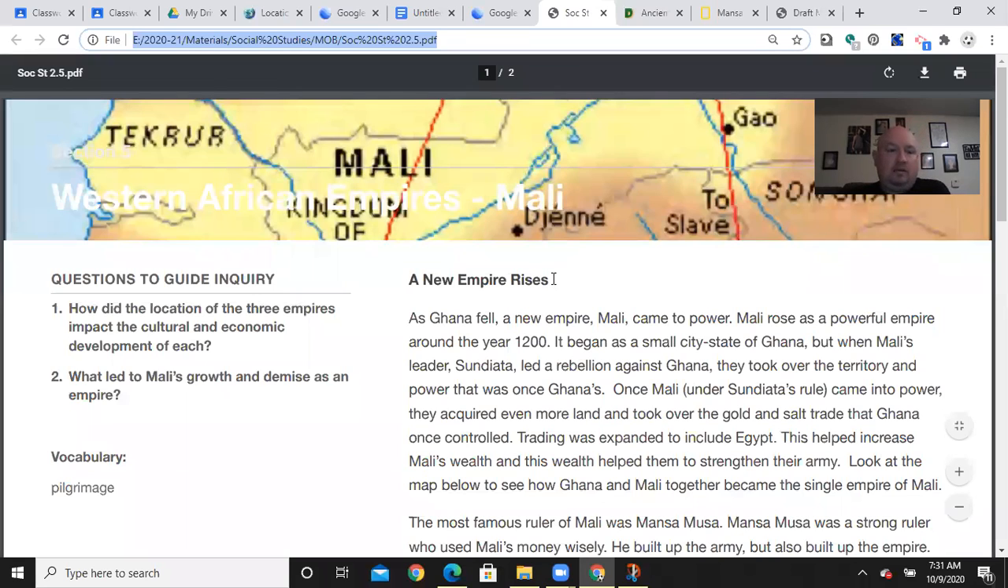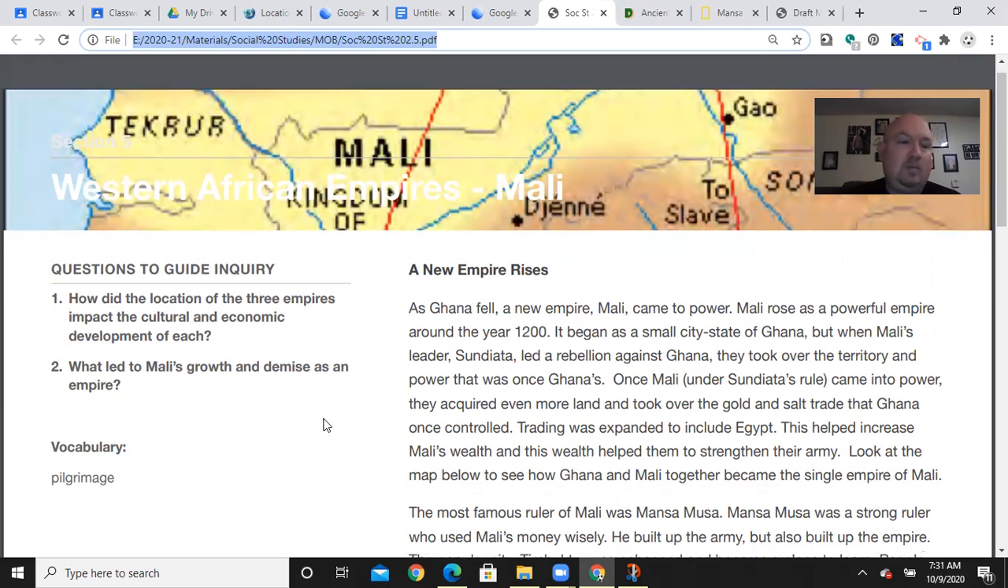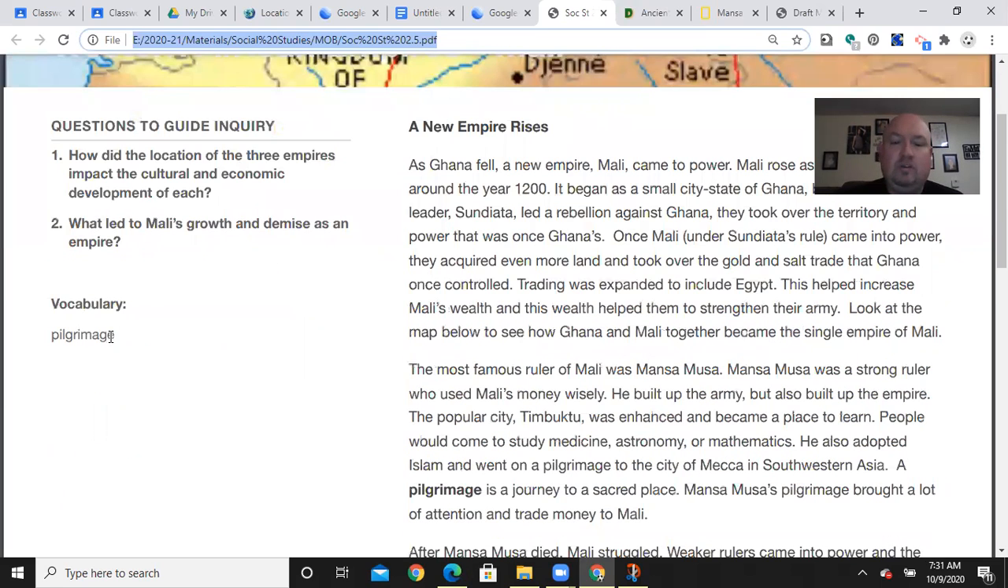The Kingdom of Mali. Our inquiry questions include: how did the location of the three empires impact the cultural and economic development of each? And what led to Mali's growth and demise as an empire? We will also talk about the culture of Mali and about the great leader, Mansa Musa I. The vocabulary here is pilgrimage, which is a journey to a sacred place.